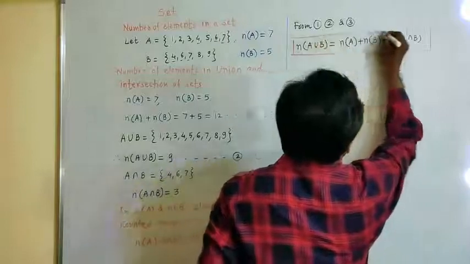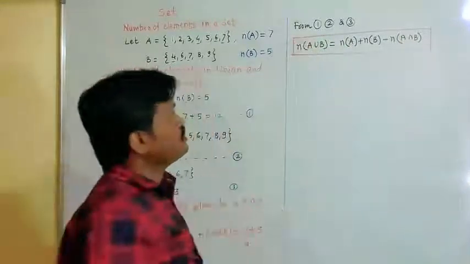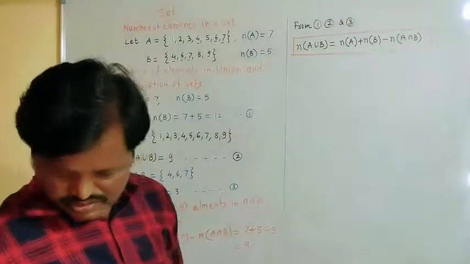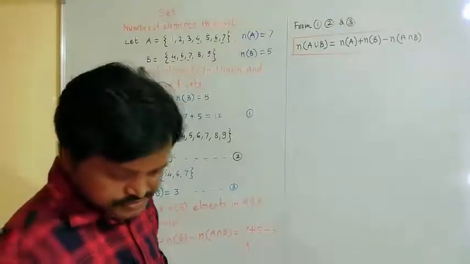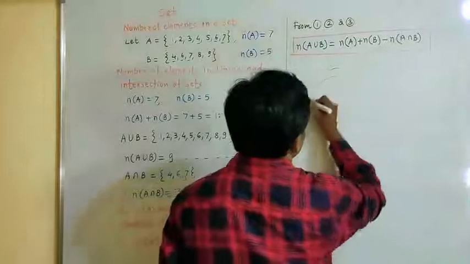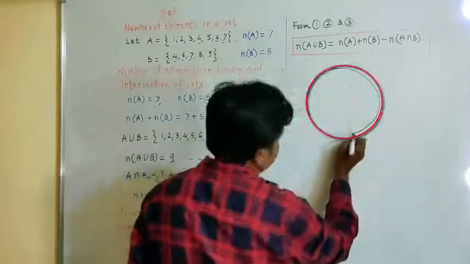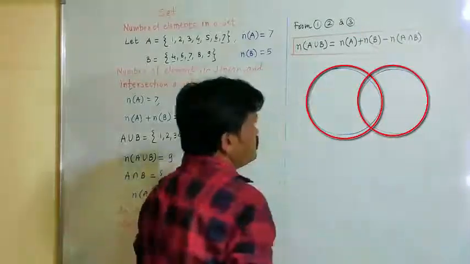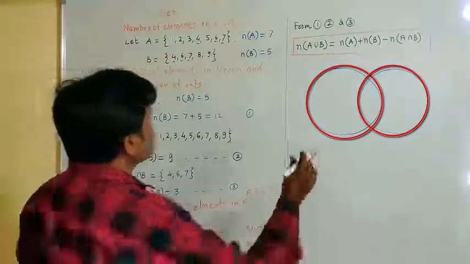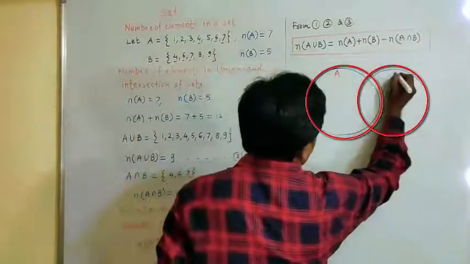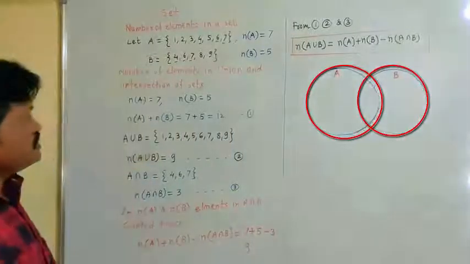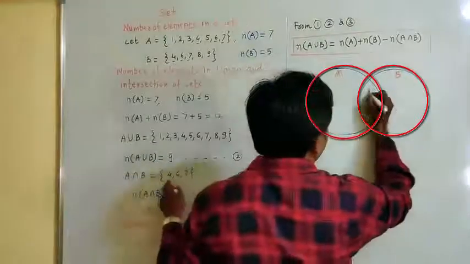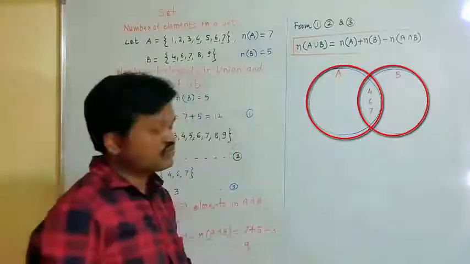Now this formula we verify by Venn diagram. So I draw a Venn diagram first. Again I draw a Venn diagram. There are some common terms, so I make a common region. Name this set A and this set B. In set A and set B there are common terms, which are 4, 6, 7. So these are the common terms.